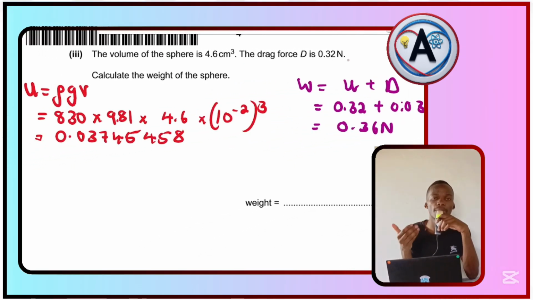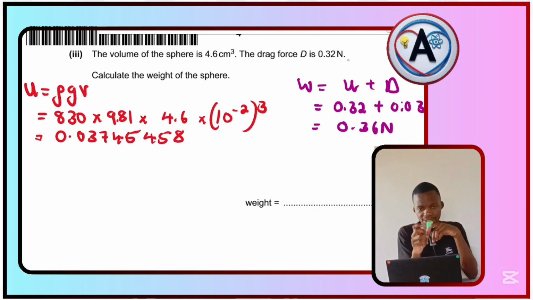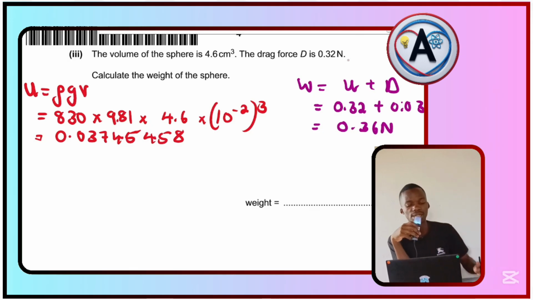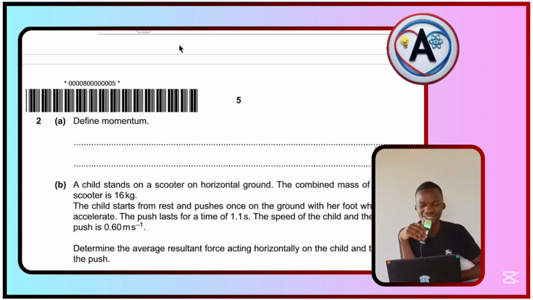Because you're looking at the least amount of significant figures in your raw data. For example, the volume is 4.6. It has two significant figures. So I would expect that your answer also has two significant figures, as Cambridge would expect. So we're going to put it down here, 0.36. Moving on.